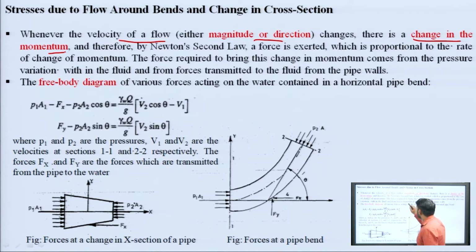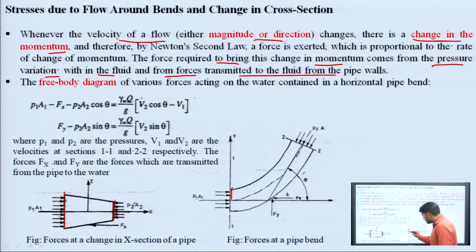Okay? The force required to bring this change in momentum comes from pressure variation within the fluid. There is also a possibility that if the cross section changes, there will also be a pressure variation, and from forces transmitted to the fluid from the pipe flow. And when we are going to draw the free body diagram, the diagram should be like that.